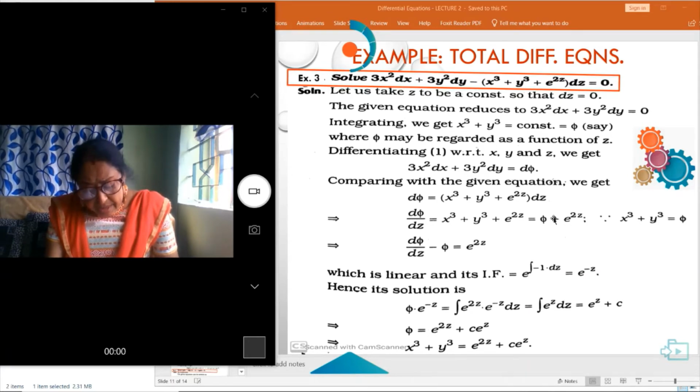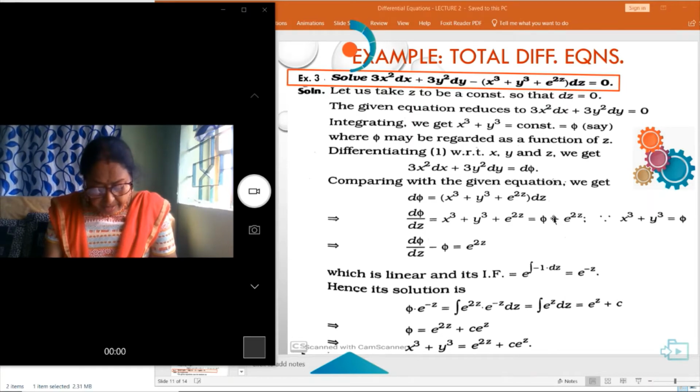So we get 3x squared dx plus 3y squared dy is equal to 0. After integrating, we get x cube plus y cube is equal to a constant, say c. Now differentiating both sides, we get 3x squared dx plus 3y squared dy is equal to d phi. Now comparing with the given equation, we can write d phi is equal to x cube plus y cube plus e to the power 2x dx, and after calculating it, we get d phi by dz minus 5 into e to the power 2z.